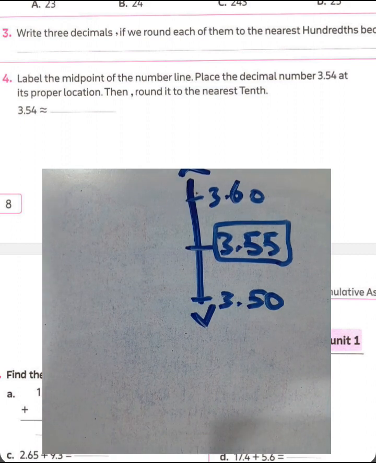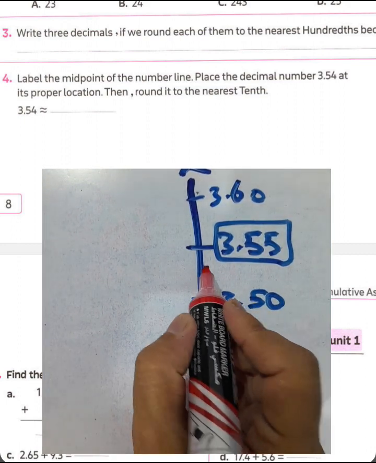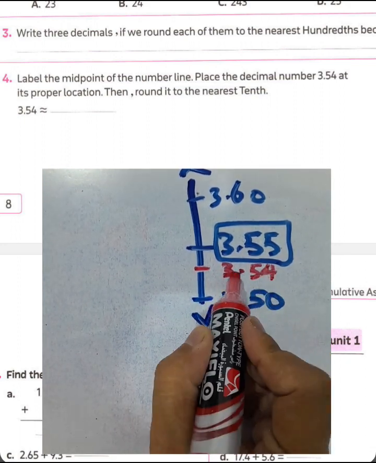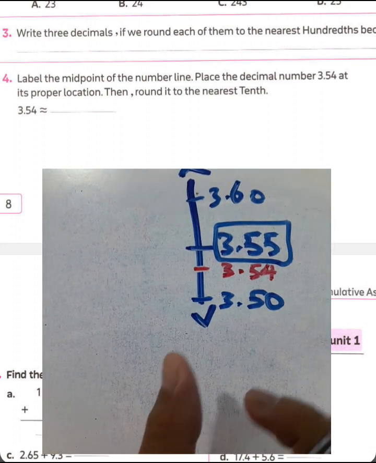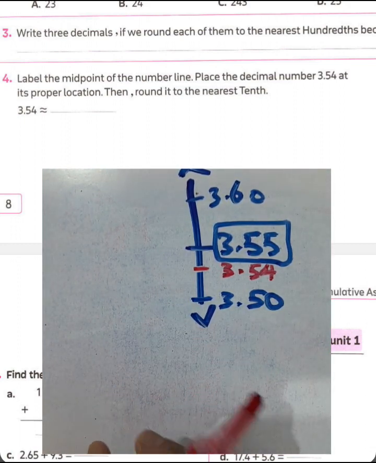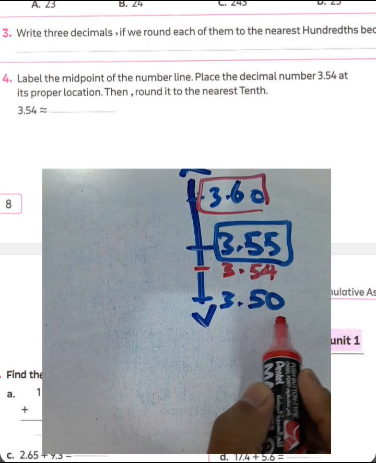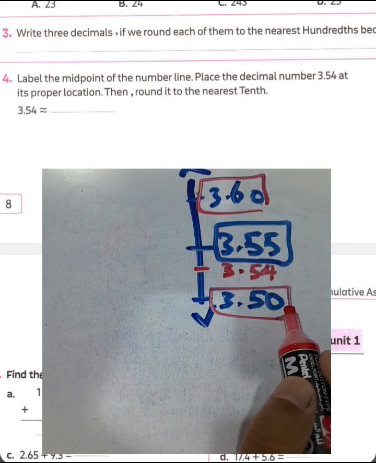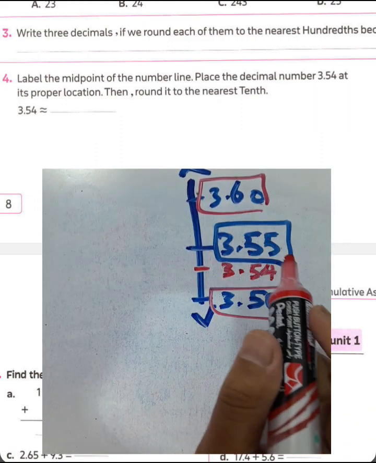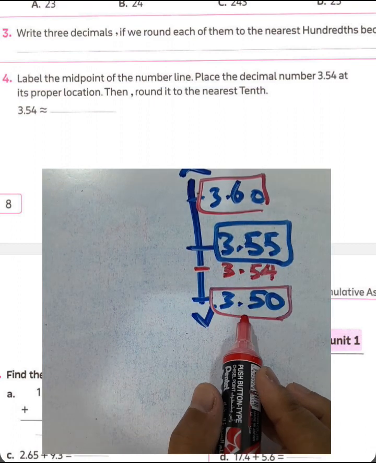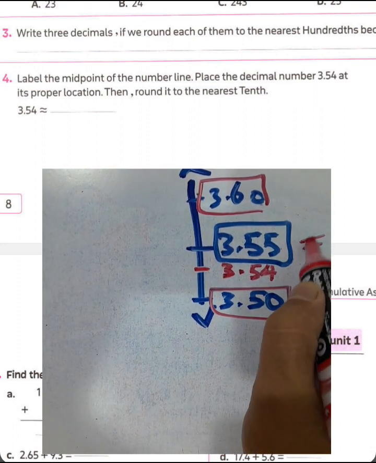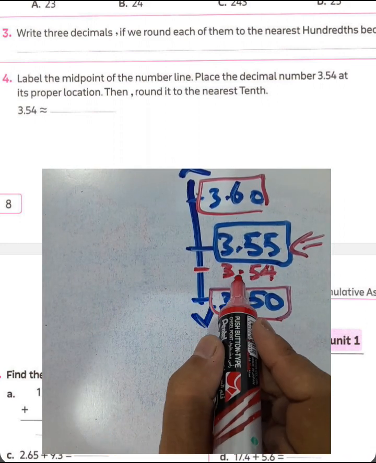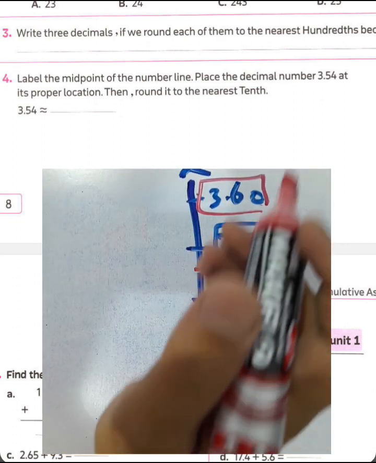He gives us in the example 3.54, which lies in this part. First we must write these numbers in the simplest form, with equal parts. What number lies between 3.60 and 3.50? It will be 3 and 55 hundredths. And the number 3.54 is nearest to this number.